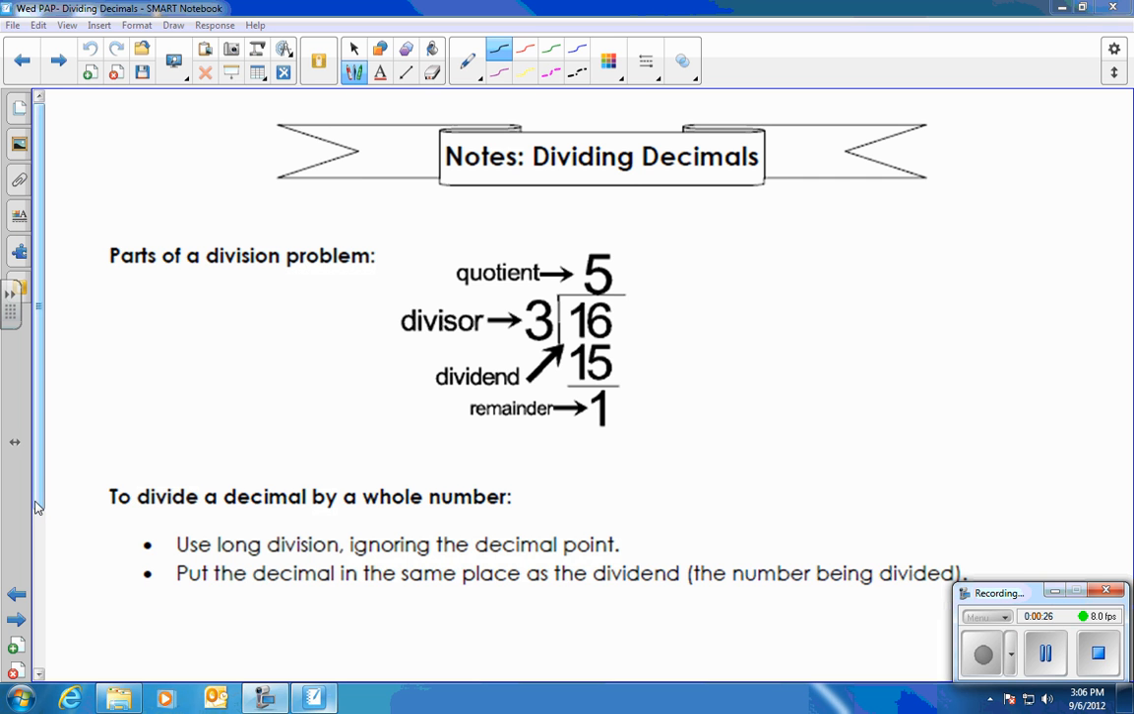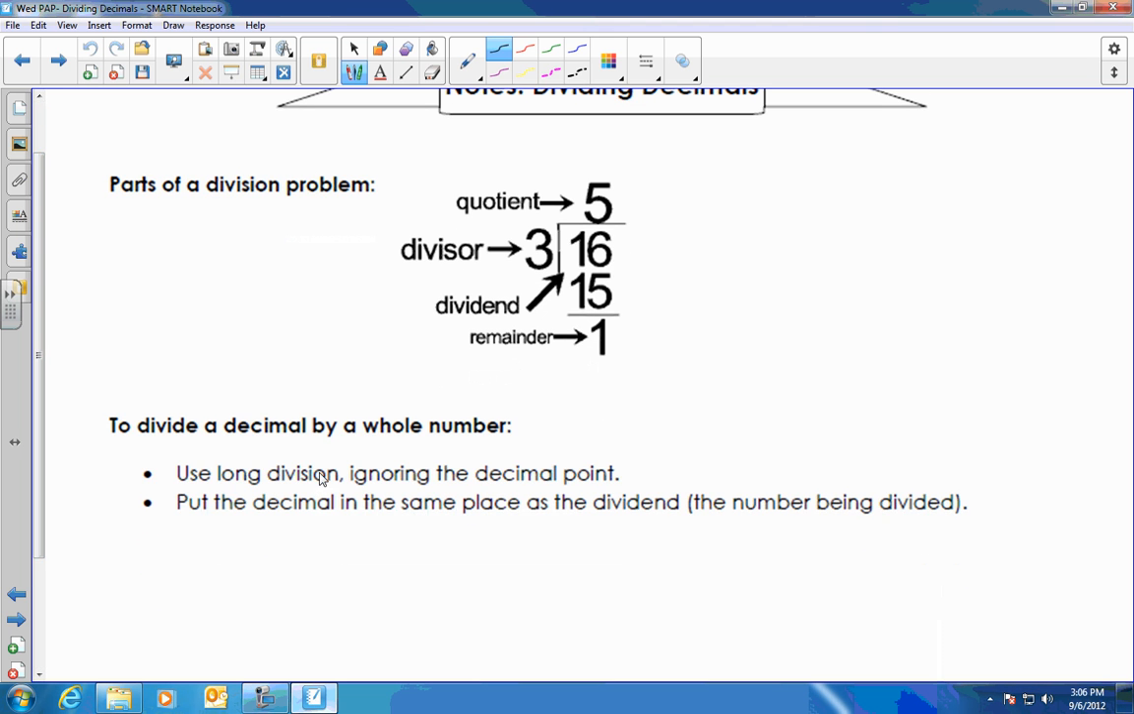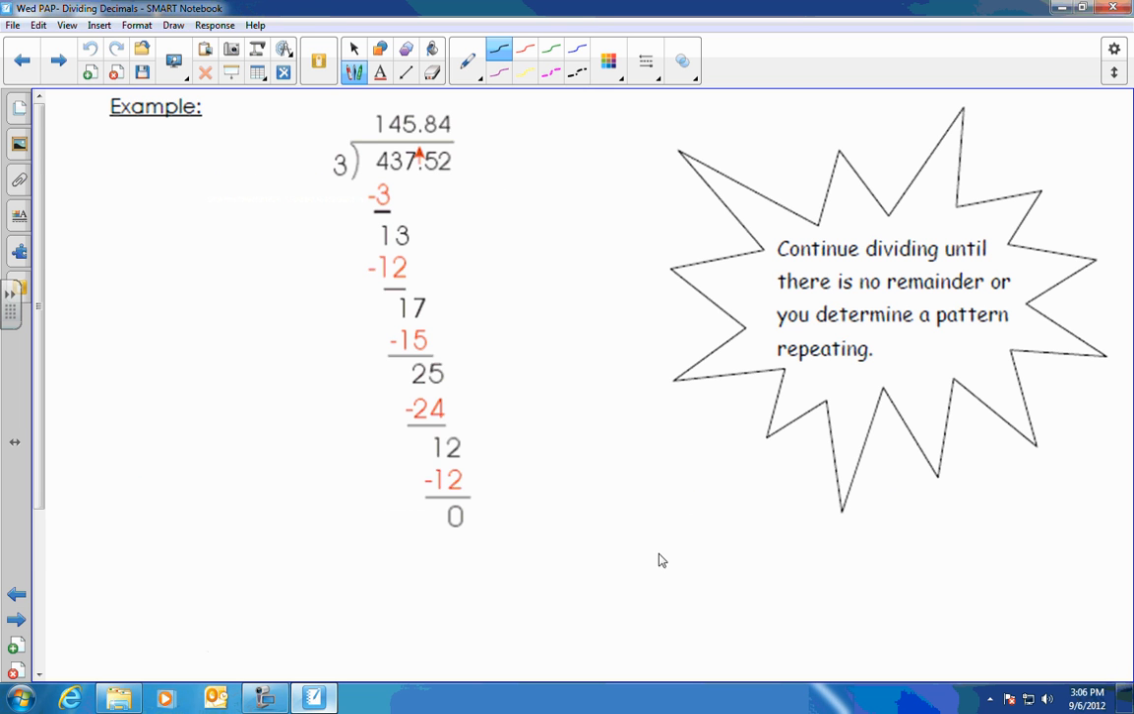So to divide a decimal by a whole number, you're going to use long division, ignoring the decimal point. Put the decimal in the same place as the dividend. That's the number being divided. So here's an example that's already worked out for you. I've got the number in here. Notice there is a decimal, the number out here, and then the quotient is up here. Notice our decimal just went straight up. And then it's just the normal long division that you've been doing for a while.